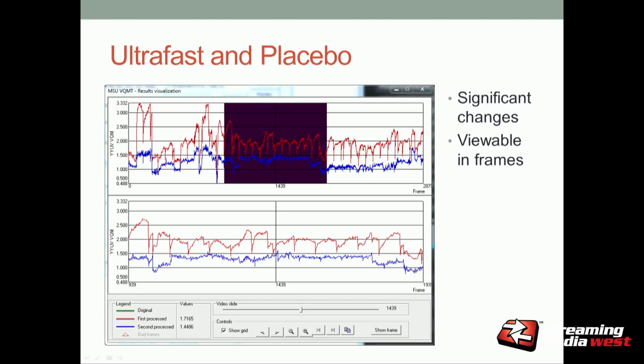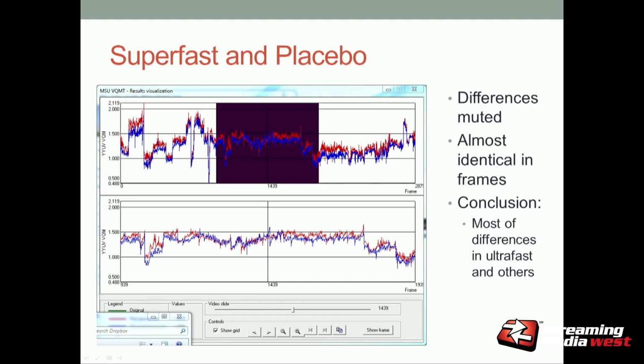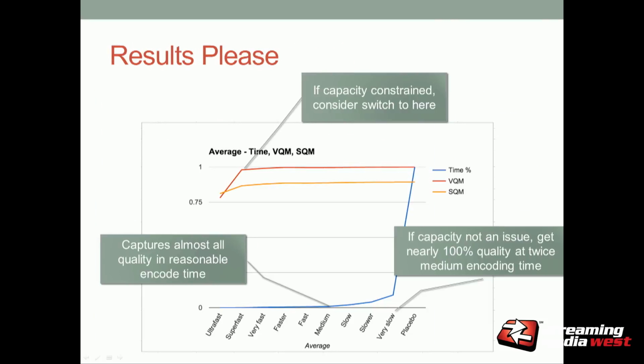And again, you see massive differences between the 2 files that you processed. And this is super fast and placebo. And here you see very little differences between the files. This would not be visible if you actually looked at the file. So bottom line is, again, if you need to buy more machines to encode your video, switch to super fast. If you're really quality centric and have plenty of time, switch to very slow. Otherwise, medium is probably a pretty good balance.